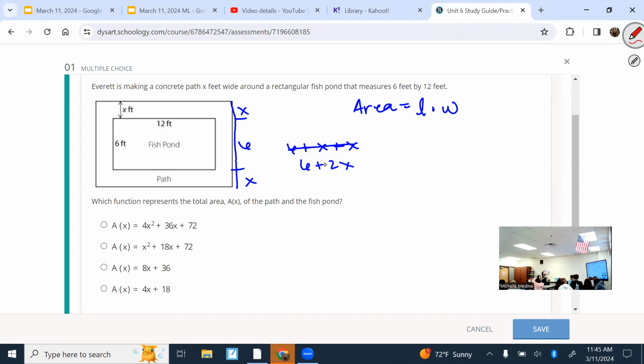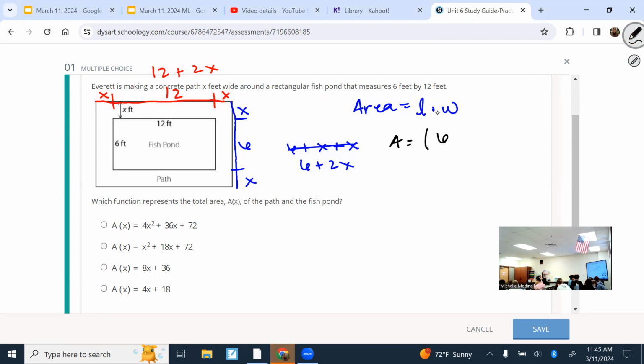On the other side, we know parts of it again, like we know from here to here is 12. And then it has the X feet all around. So I know from here to here is X, and from here to here is X. Does that make sense? Making expressions to represent it. What's 12 plus X plus X? 12 plus 2X. So one of them is going to be your length, one of them is going to be your width, but you have to multiply them together now.